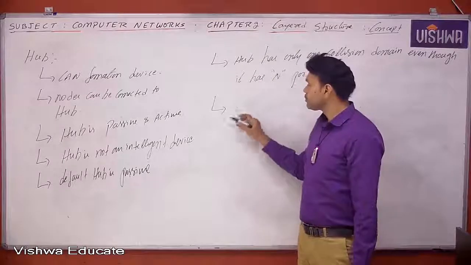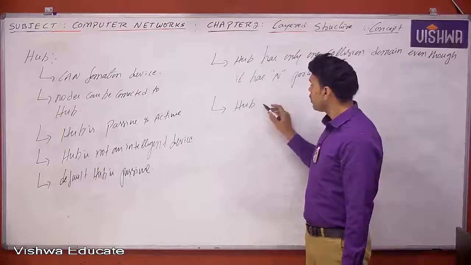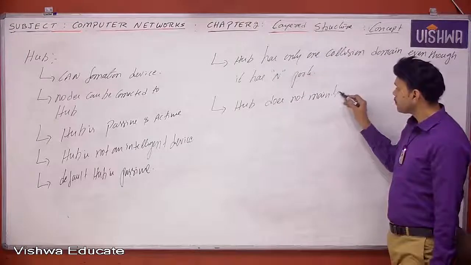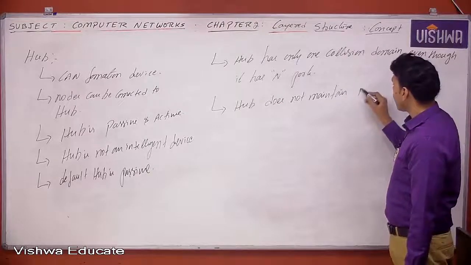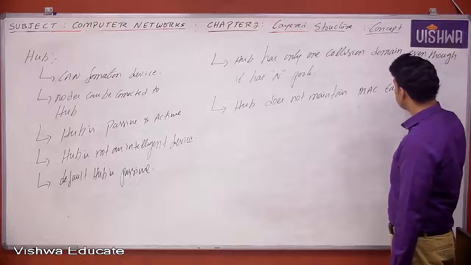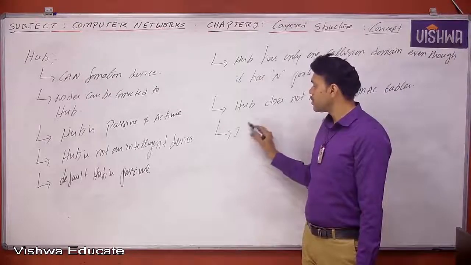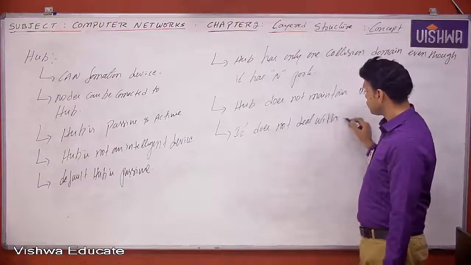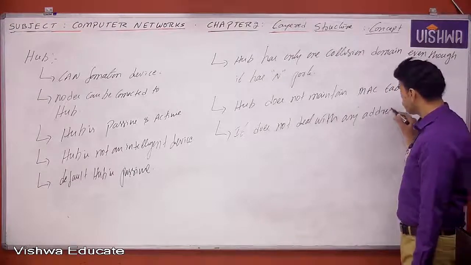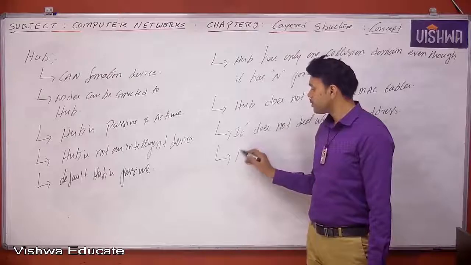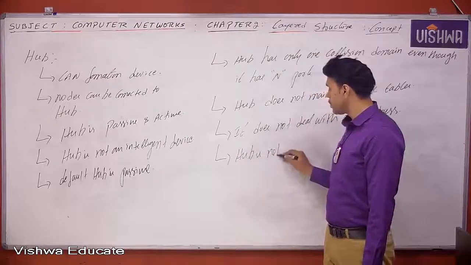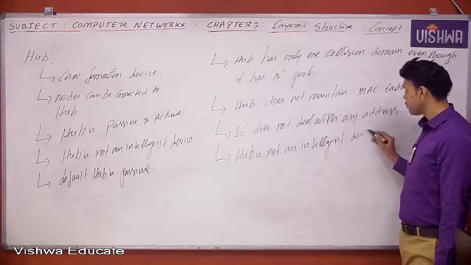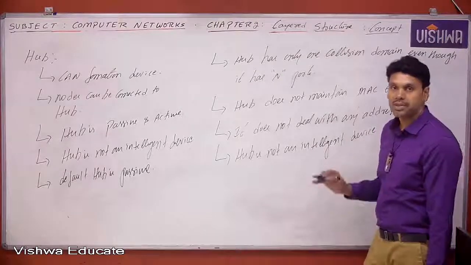Next one, hub does not maintain MAC tables. It does not deal with any addressing. That's why hub is not an intelligent device, because of the above reason. It doesn't know who is sender and who is receiver.